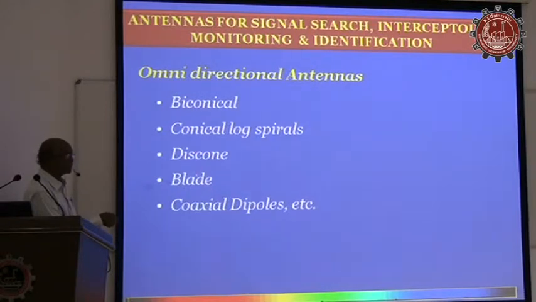Then blade antennas also we use for omnidirectional coverage. Then coaxial dipoles. This is mainly used for communication EW. These three antennas are used for communication EW, whereas these two antennas are used for radar EW.